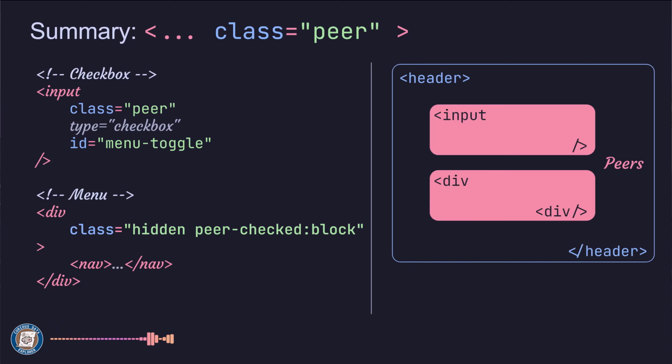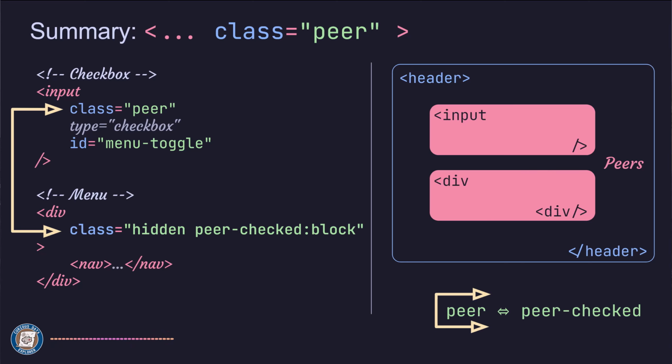The figure on the right shows the effective relationship between the elements. In this instance, both the input and div tags have a common parent tag called header, making them both siblings or peers of each other. The utility class peer is then used to capture actions performed on the target element to which its peer can respond. In this example, when the checkbox is activated, the div becomes unhidden, showing the navigation menu.